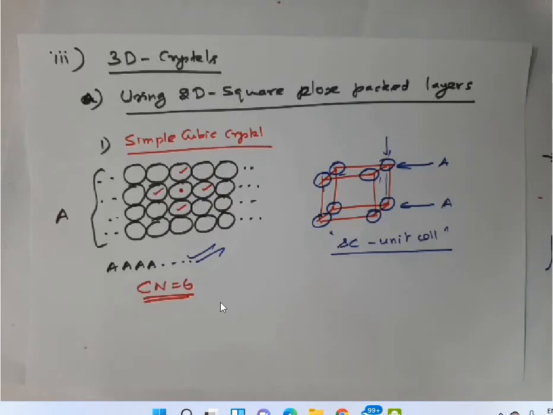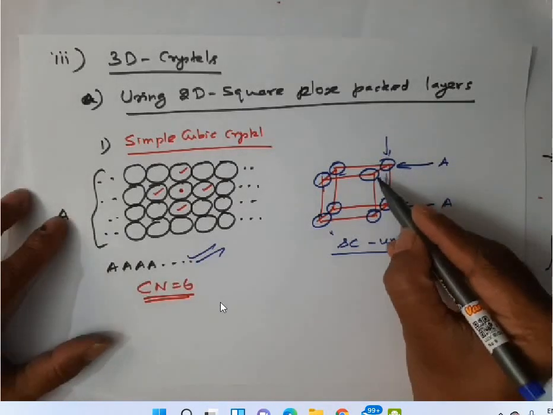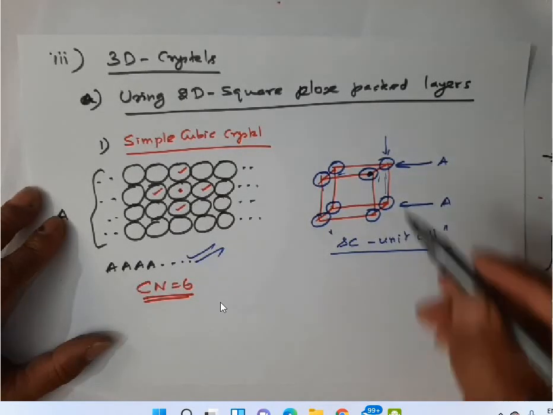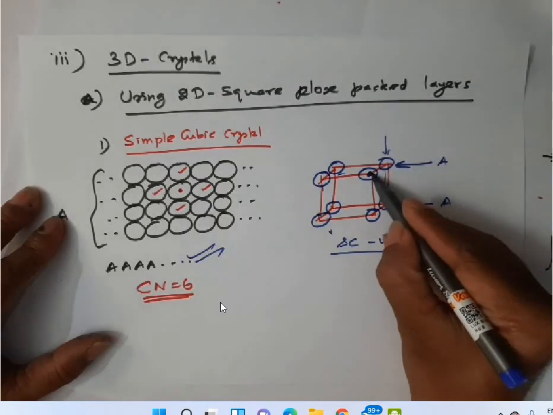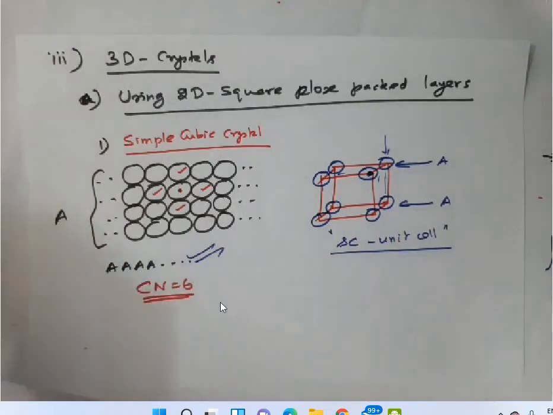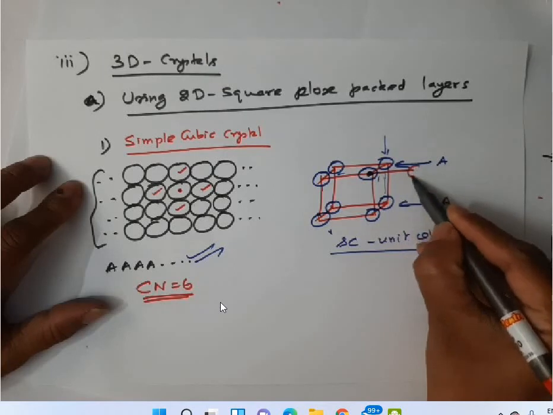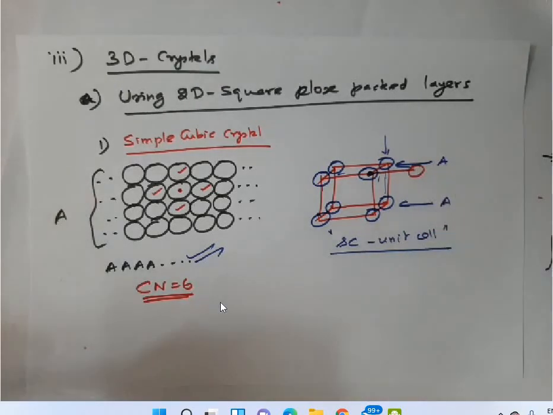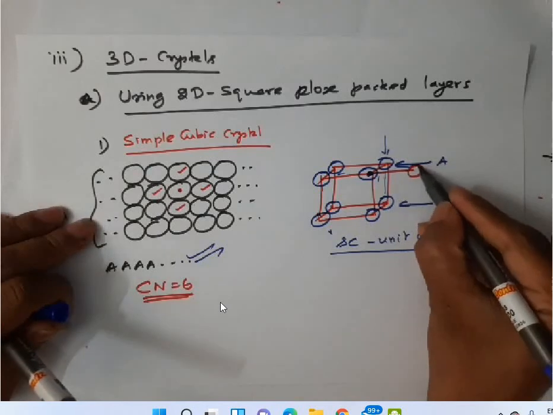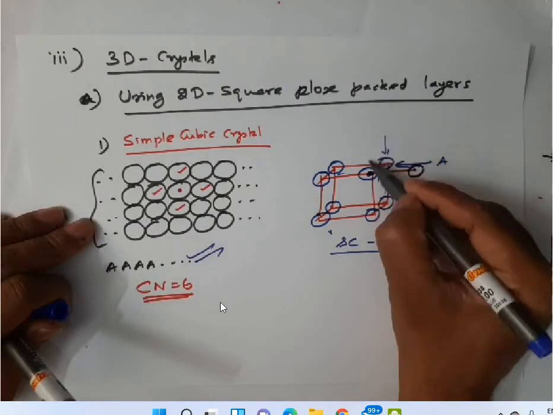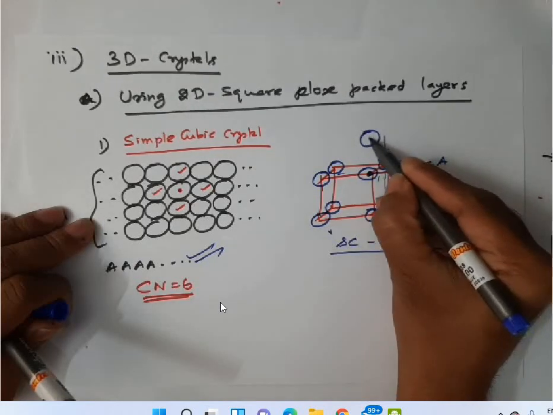And what about the coordination number? Aditi, listen, now I will explain coordination number in another manner. Suppose I take this atom as the reference atom. See, this is the reference atom now. In a crystal lattice, we have many, many unit cells, right? So we have one more atom here in the next unit cell, and in the top layer, I have one more atom here.